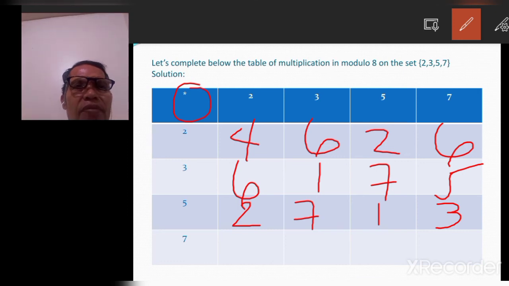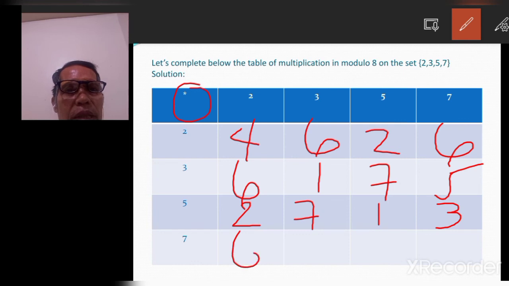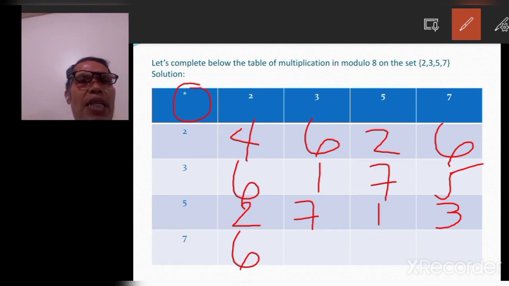Okay, next. 7 blue times 2 white is 14. 14 divided by 8 is 1. 1 times 8 is 8. 14 minus 8 is 6. Next, 7 times 3. 7 blue times 3 white is 21. 21 divided by 8 is 2. 2 times 8 is 16. 21 minus 16 is 5. Now, 7 blue times 5 white equals 35. 35 divided by 8 is 4. 4 times 8 is 32. 35 minus 32 is 3.